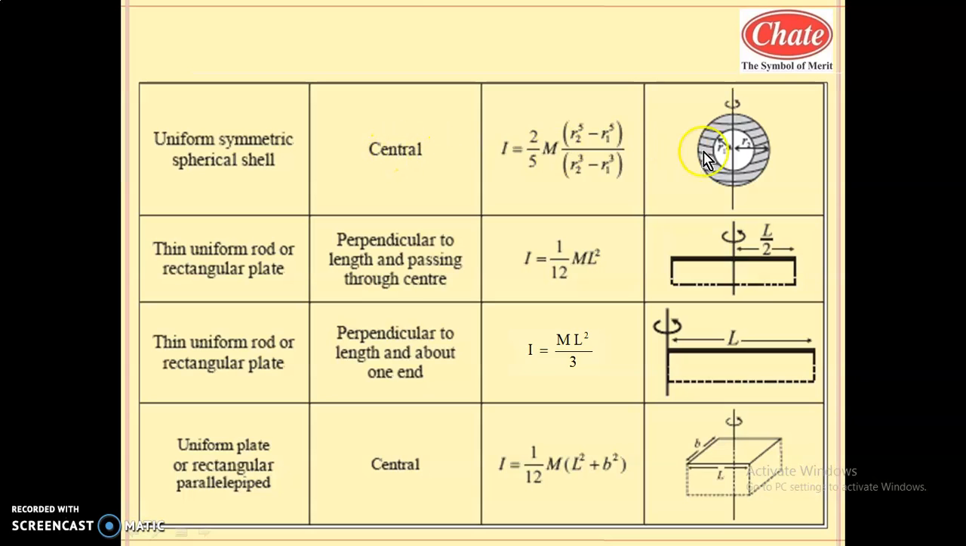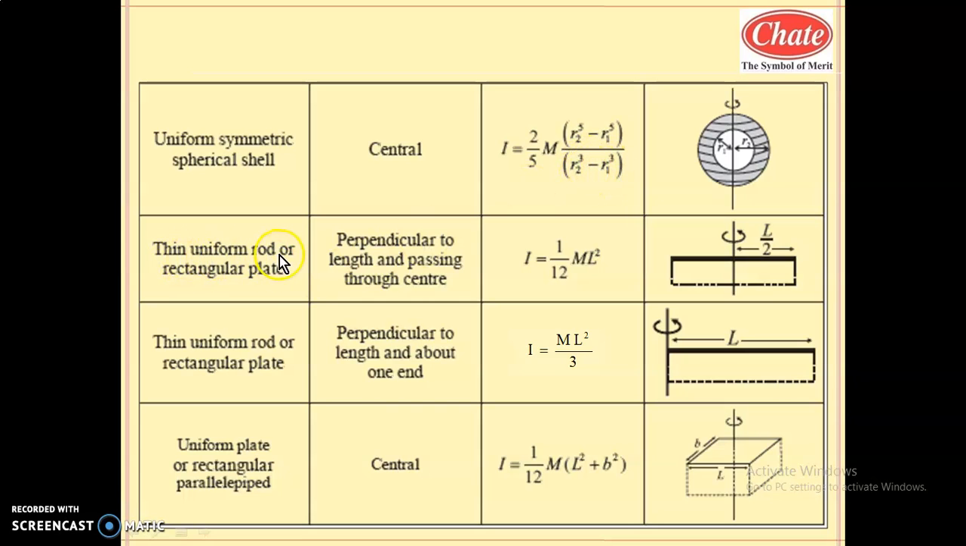So the moment of inertia about the central axis, about the diameter axis, is I equal to 2 by 5 M in bracket R2 raised to 5 minus R1 raised to 5 upon R2 cube minus R1 cube. So this is the moment of inertia for a uniform symmetric spherical shell. I will once again read the equation. About the diameter axis of a uniform symmetric spherical shell, I equals 2 by 5 M, R2 raised to 5 minus R1 raised to 5 upon R2 cube minus R1 cube.